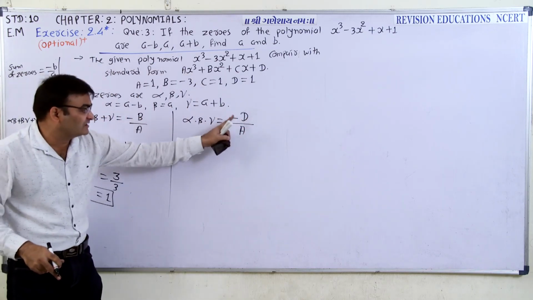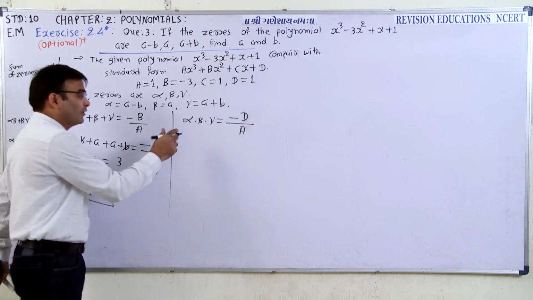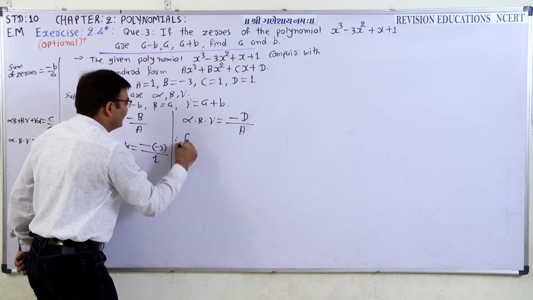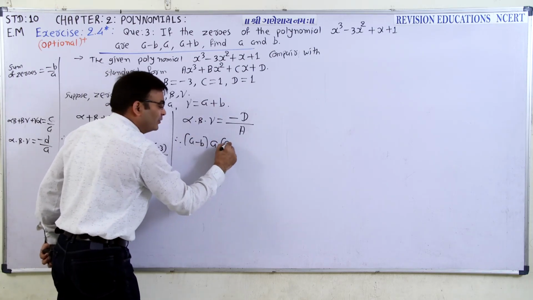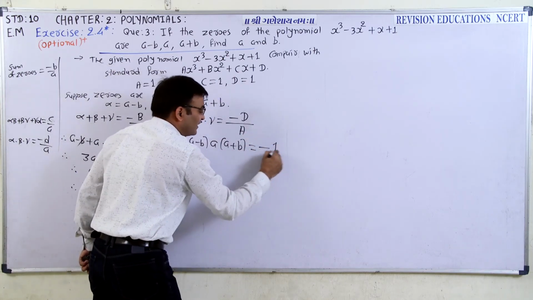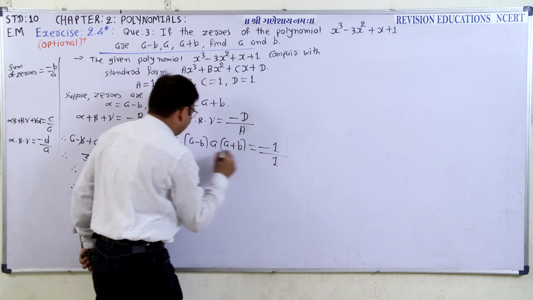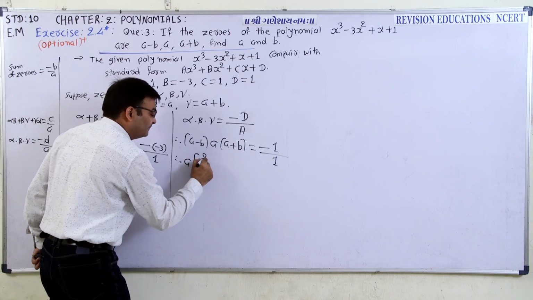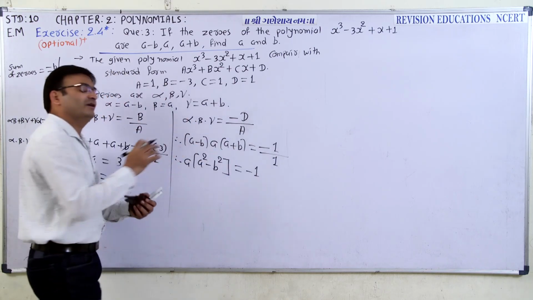Here we write minus D and capital A. Why do we take capital here? I explain: because small a is given in the zeros. Alpha's value is a minus b, beta's value is a, and gamma's value is a plus b. In place of D we will write 1, and in place of A we write 1. So here a as it is, a minus b times a plus b, what do we write? a into a square minus b square is equal to minus 1.